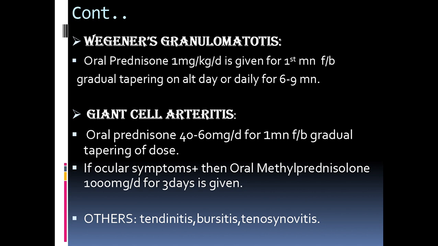Then in Wegener's granulomatosis, oral prednisone 1 mg per kg per day is given for first month, followed by gradual tapering on alternate day or daily for 6 to 9 months. Then giant cell arteritis, oral prednisone 40 to 60 mg per day for 1 month, followed by gradual tapering of dose. If ocular symptoms plus, then oral methylprednisolone 1000 mg per day for 3 days is given. Other uses of glucocorticoids like tendinitis, bursitis, tenosynovitis.